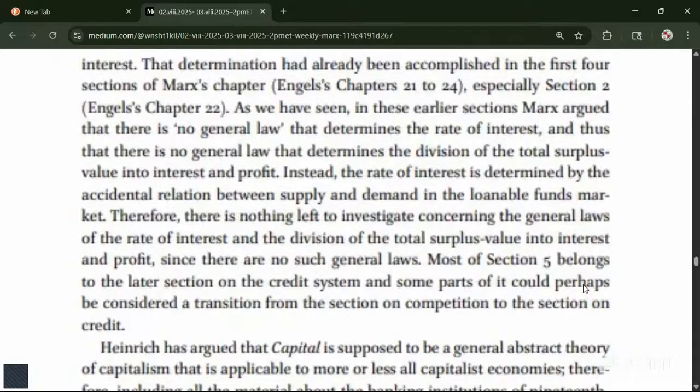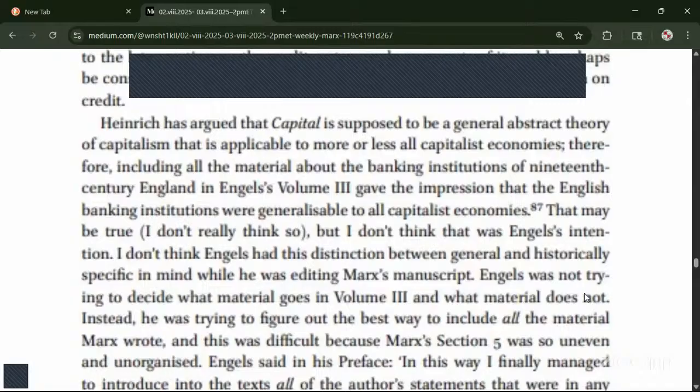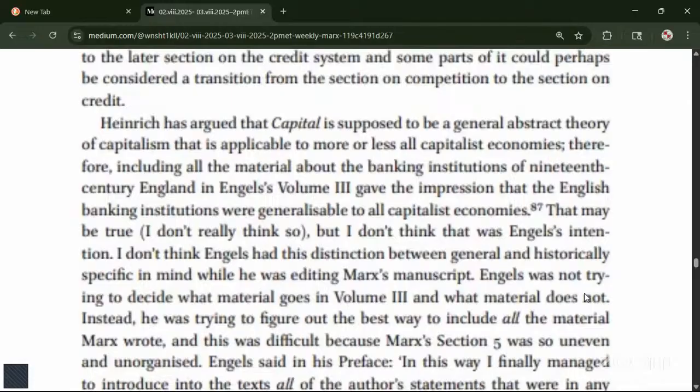Heinrich has argued that Capital is supposed to be a general abstract theory of capitalism that is applicable to more or less all capitalist economies. Therefore, including all the material about the banking institutions of 19th century England in Engels' Volume 3 gave the impression that the English banking institutions were generalizable to all capitalist economies, footnote 87. That may be true, but Moseley doesn't think that this was Engels' intention.